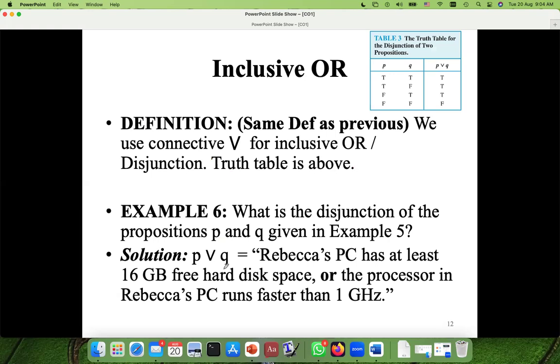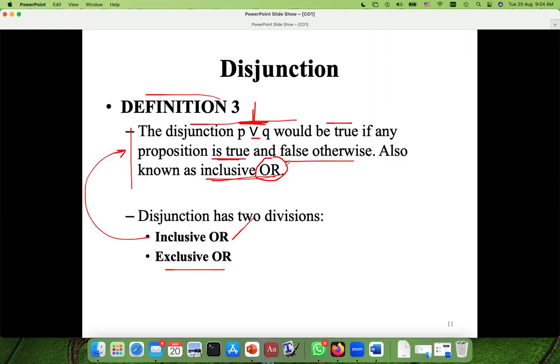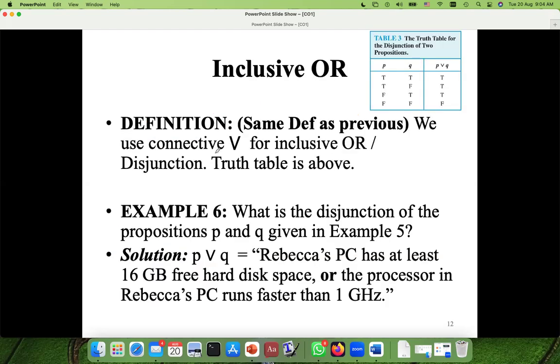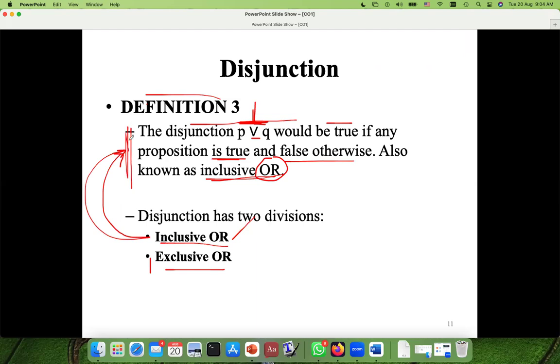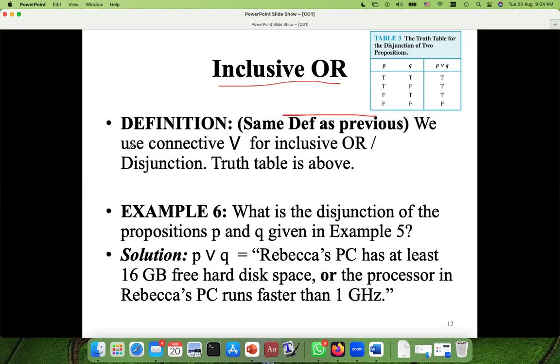Now, inclusive or. For inclusive or, the definition is the same as you have here, but for exclusive or, the definition is different. First we are going to see inclusive or. What is the definition of inclusive or? Same definition as we saw in the previous slide, and we can use the symbol we already know from that slide. We can call it simply inclusive or, or disjunction.